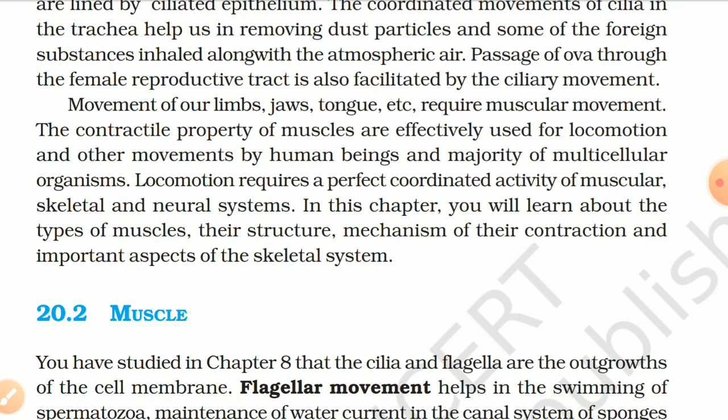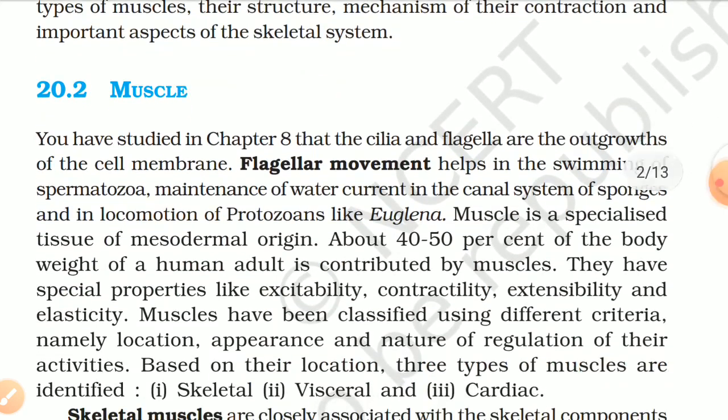20.2 Muscle. You have studied in chapter 8 that the cilia and the flagella are the outgrowths of the cell membrane. Flagellar movement helps in the swimming of spermatozoa, maintenance of water current in the canal system of sponges, and in locomotion of protozoans like Euglena. Muscle is a specialized tissue of mesodermal origin. About 40 to 50% of the body weight of the human adult is contributed by muscles. They have special properties like excitability, contractility, extensibility, and elasticity.